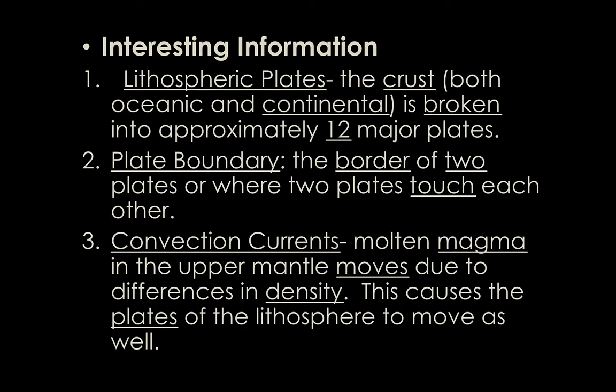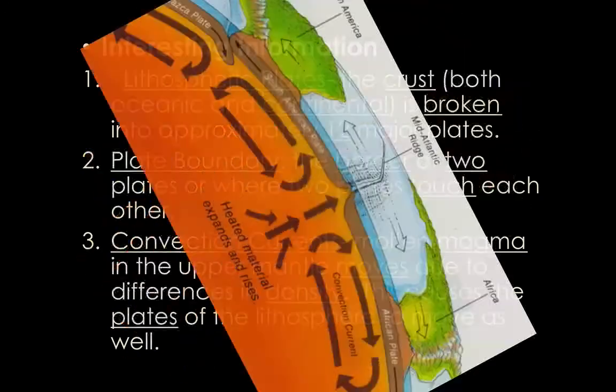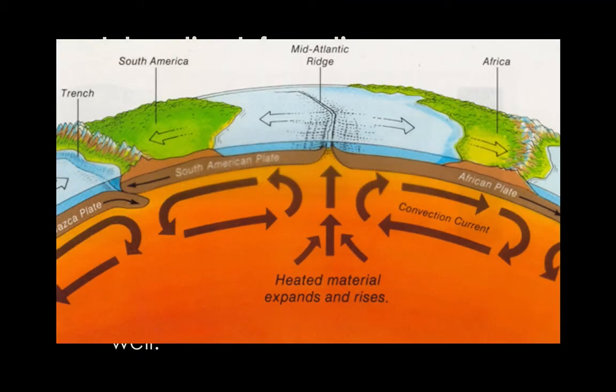Okay. So convection currents are when we have molten magma in the upper mantle that's moving due to differences in density. This causes the plates of the lithosphere to move as well, so we get some motion involved with this. Now, a little later on in this unit, we're going to spend quite a bit more time going through convection currents in detail. For right now, though, this diagram I think is helpful, just showing that we get these circular motions, these currents going in a circle. It all has to do with heating and density.